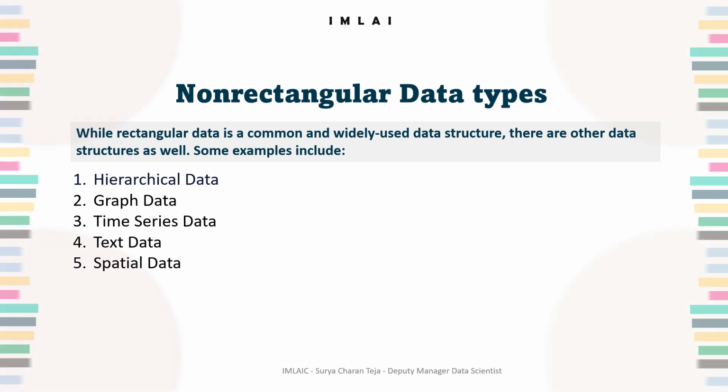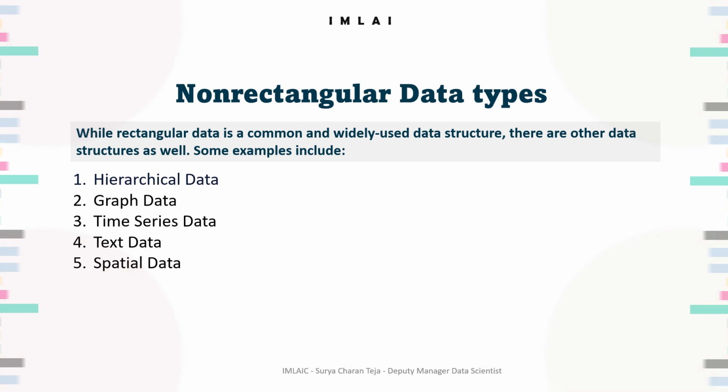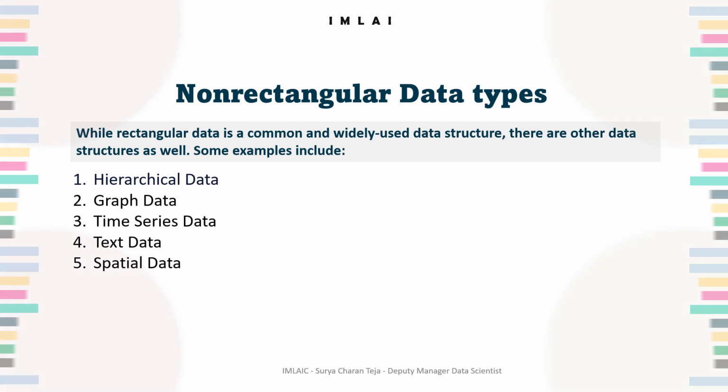If you use Git, in Git you get the commits tree. Okay, these are the examples. So other than rectangular data, these are some of the non-rectangular data types: hierarchical data, graph data, time series data, text data, and spatial data.